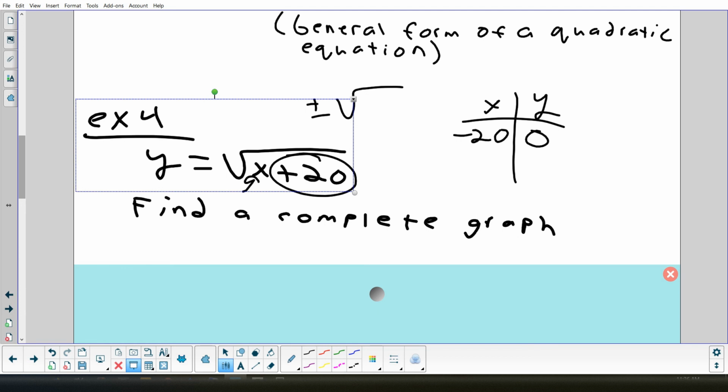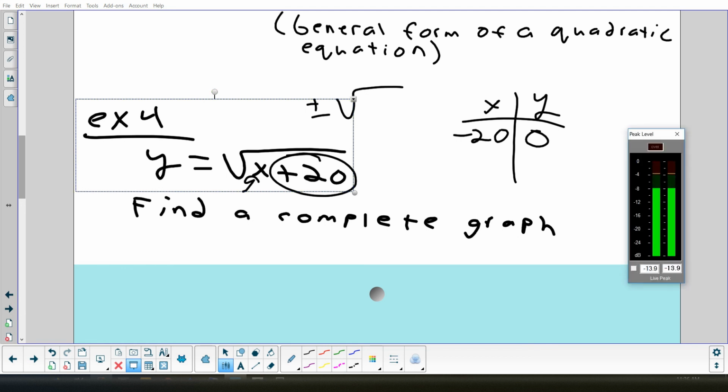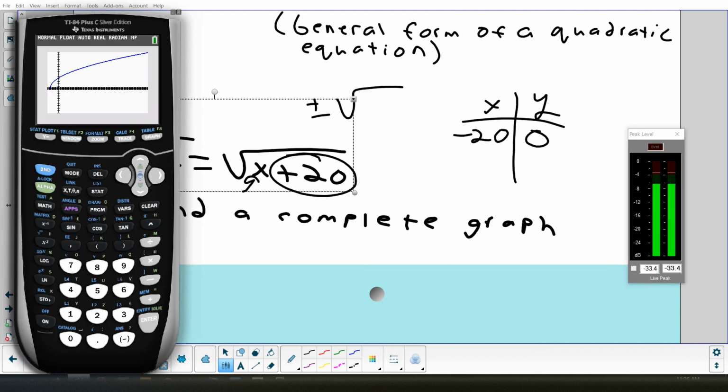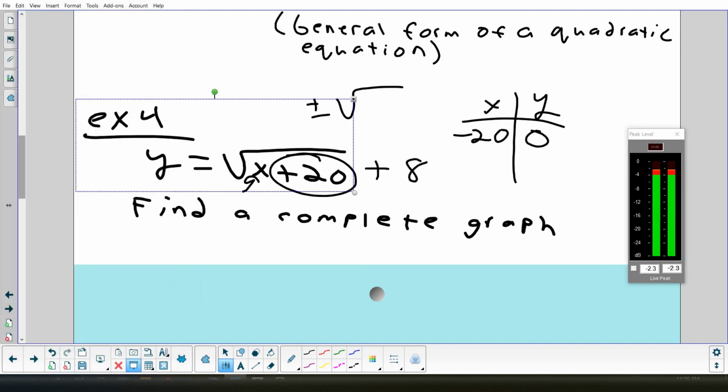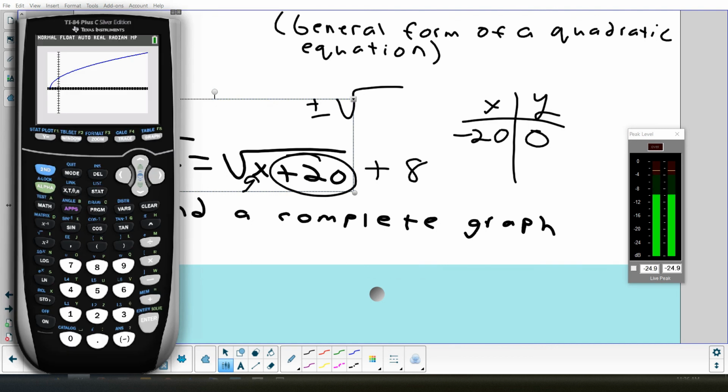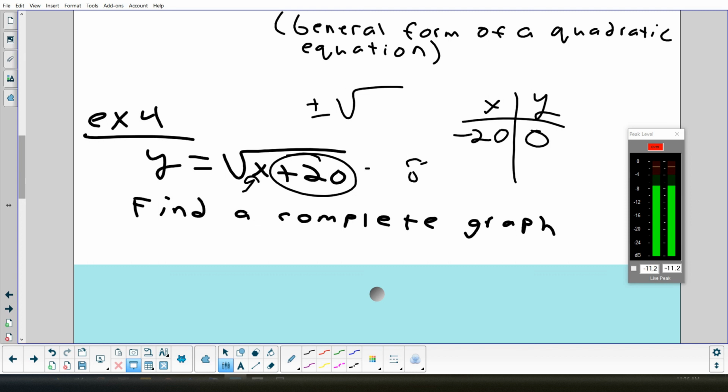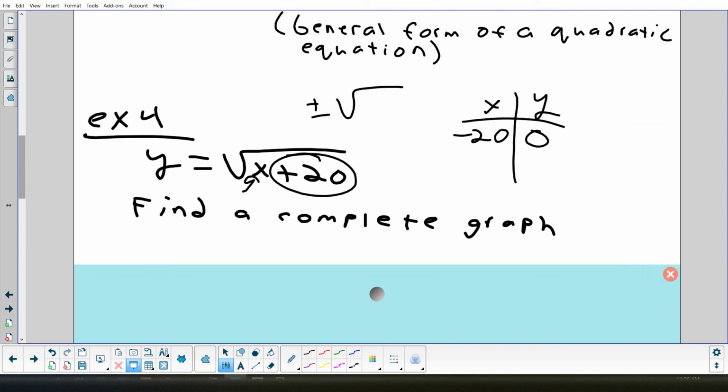Now, could we make this graph not start right on the axis? Sure. If I put a plus 8 on the end, that would actually take that graph and move it up 8 units. And it would start at the point negative 20, comma 8. But we're going to learn more about that later on. Basically what that plus 20 does is it shifts it to the left 20 units. A normal square root function looks like this. Starts from the origin. When you put a plus 20 under the root, it shifts it left 20 units.